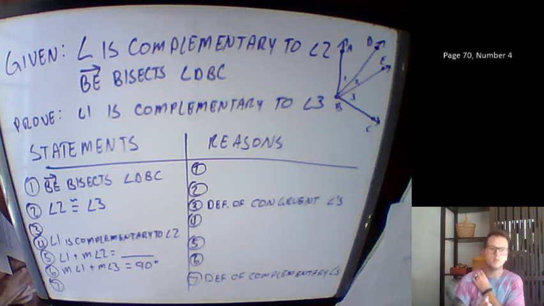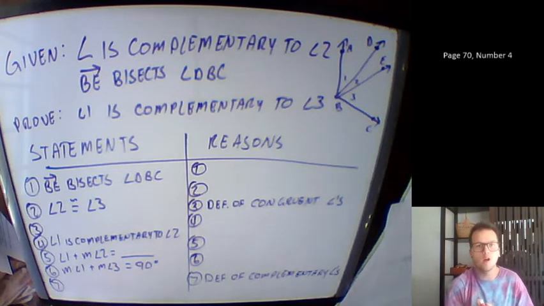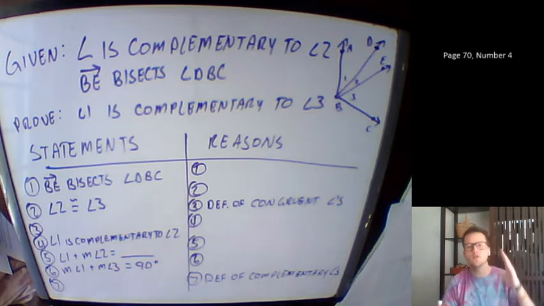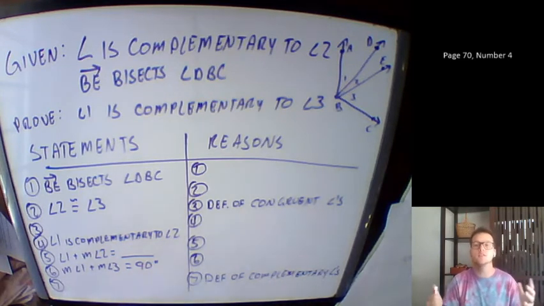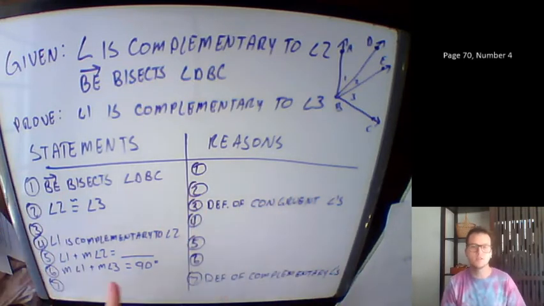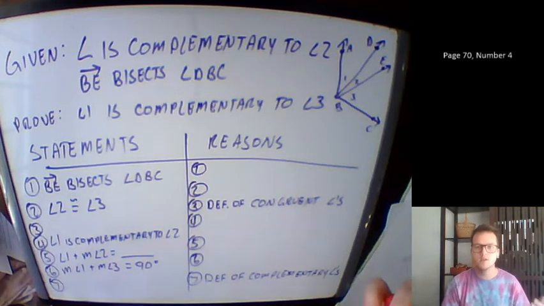Hey Ella, this problem here is number 4 on page 70. This is solving a proof or completing a proof that's geometric in nature. So your quiz question is going to look similar to this. You're going to have some statements and/or some reasons, and you're going to fill in the gaps. So let's talk through this one.